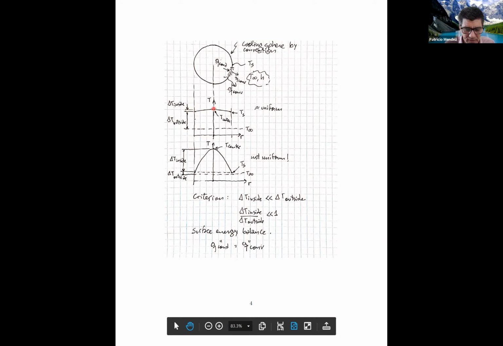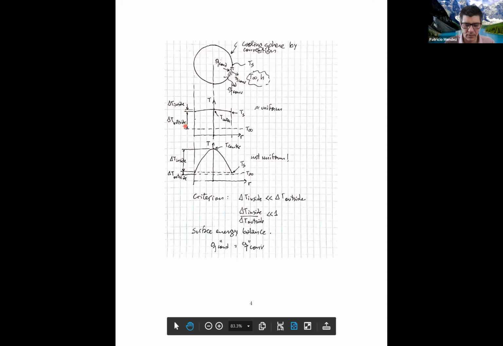So the difference in temperature between the center and the surface, I'm calling it delta T inside. Now, the difference in temperature between the surface and the fluid, I'm going to call it delta T outside.